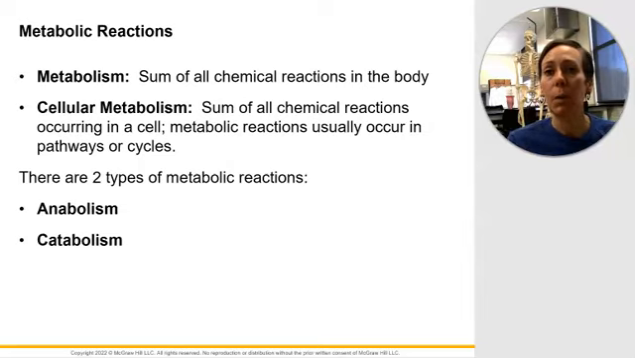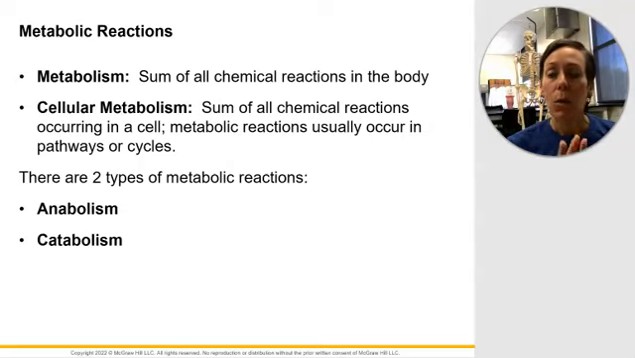So we can talk about overall body metabolism. We can also talk about cellular metabolism, and that's really what this chapter is going to focus on. So cellular metabolism is the sum of all chemical reactions that are occurring inside of an individual cell. Now, these metabolic reactions typically occur in pathways or cycles, and we will look at some of those pathways in just a little bit.